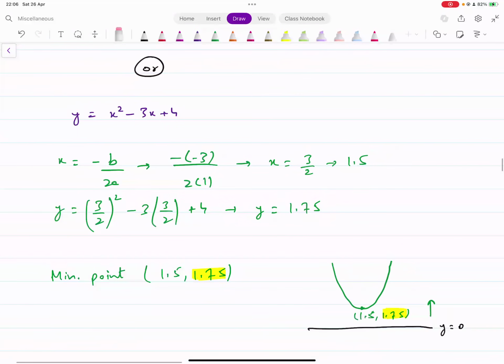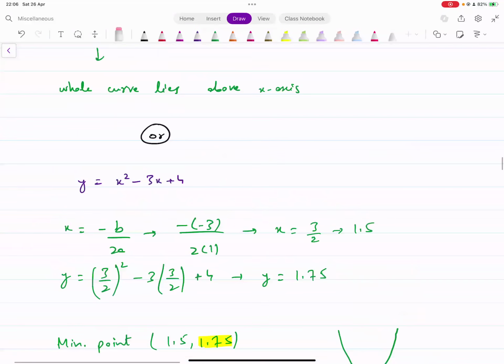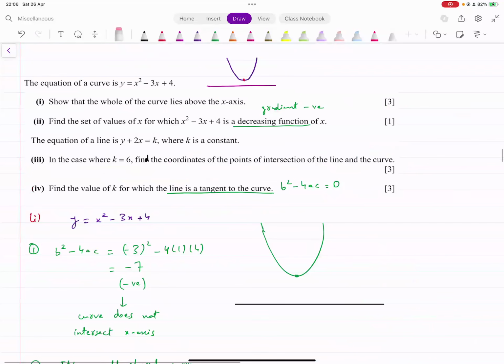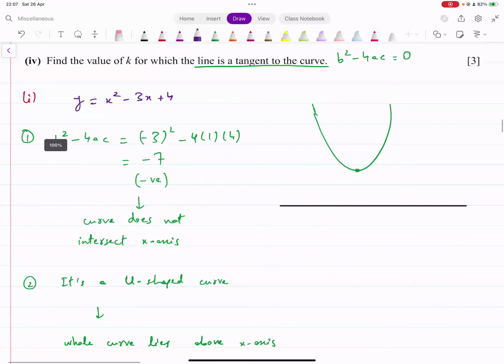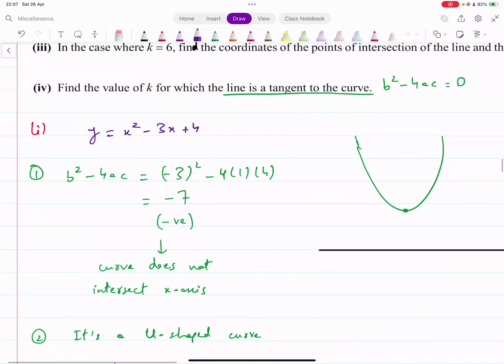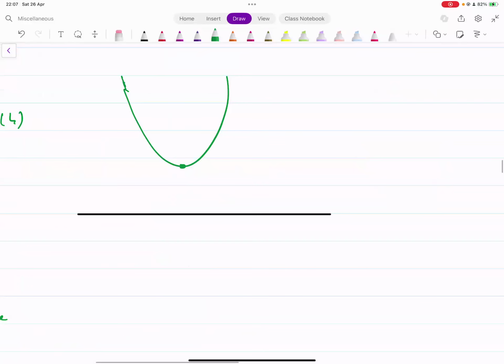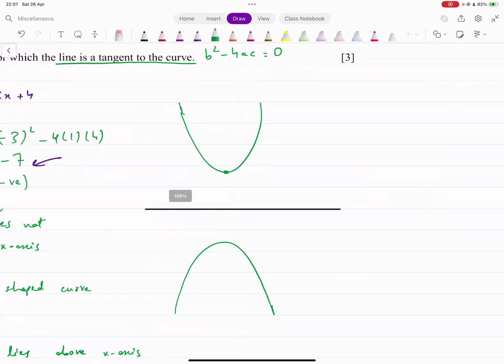Another way to prove this could be, if the whole curve lies above the x-axis, then you could also say that the discriminant is going to be less than 0, right? So you find b squared minus 4ac for this. That turns out to be negative, but that's not sufficient proof. If you just say b squared minus 4ac is less than 0, it could be two possibilities. It could either be this form, or it could be this. The whole curve lies above the x-axis if it's a U-shaped curve, or it lies below the x-axis if it's an N-shaped curve. B squared minus 4ac less than 0 could mean either of these.